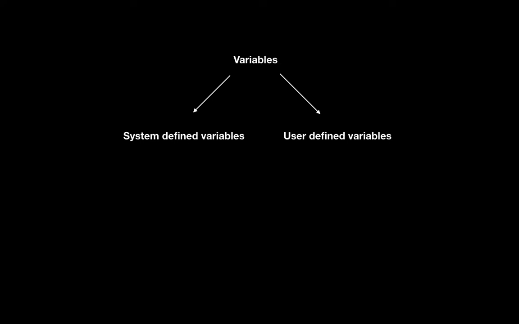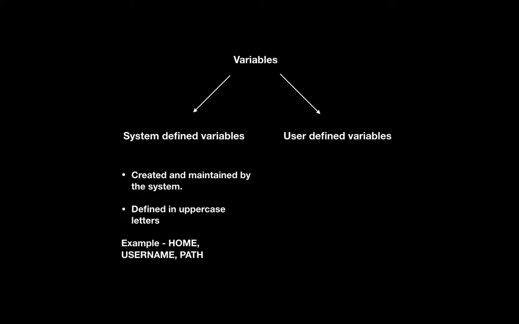Variables are of two kinds, system-defined variables and user-defined variables. System-defined variables are those which are created and maintained by the system. These are defined in uppercase letters by convention. Examples are HOME, USERNAME, and PATH. User-defined variables are those which are created and maintained by the user, and by convention, these are defined in lowercase letters. Now, let us have a look at the rules for naming variables.